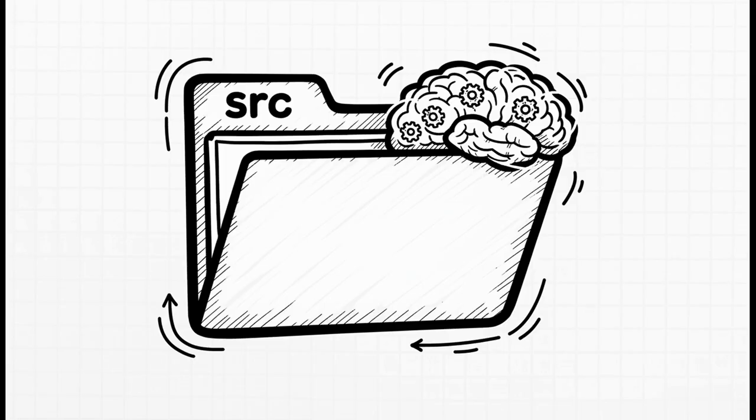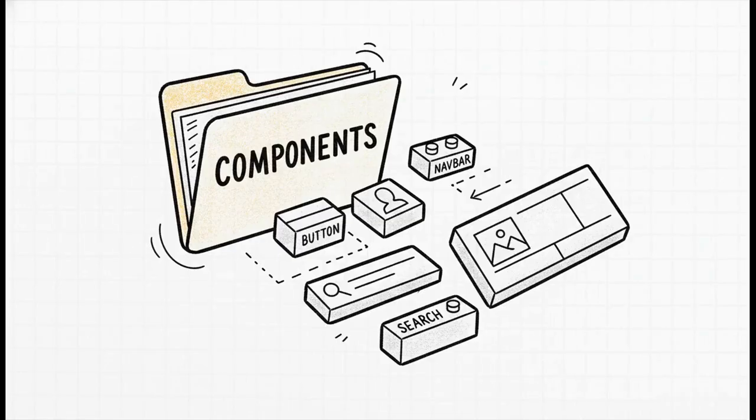Starting with assets. That's just for stuff like images and fonts. Inside source, we've got the components folder. This is basically your digital box of Legos. Any small, reusable piece of the UI, a button, a search bar, a user profile picture, it goes in here. The whole goal is to write it one time and then use it everywhere you need it.